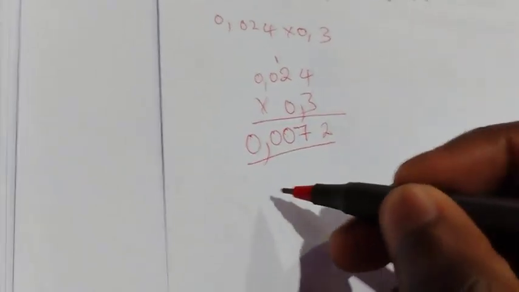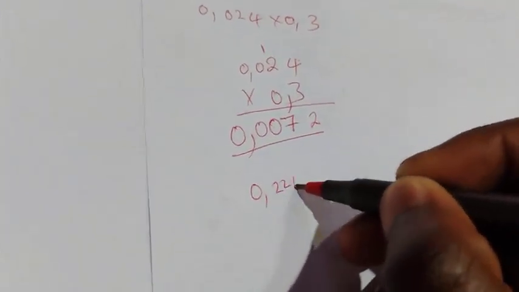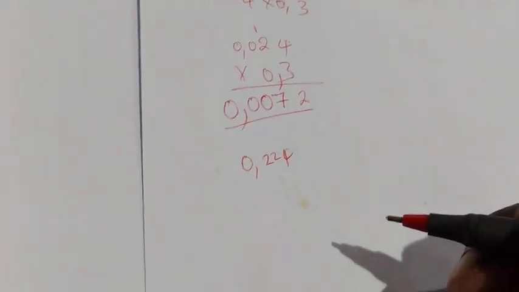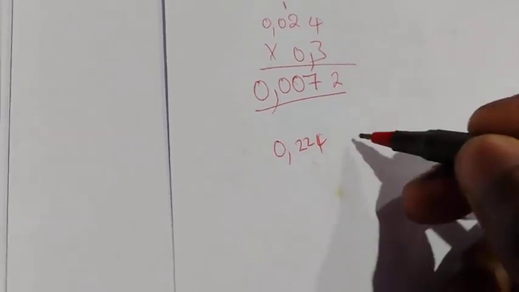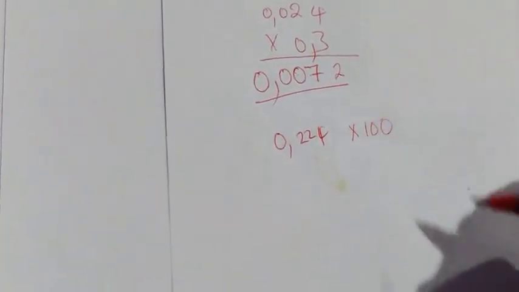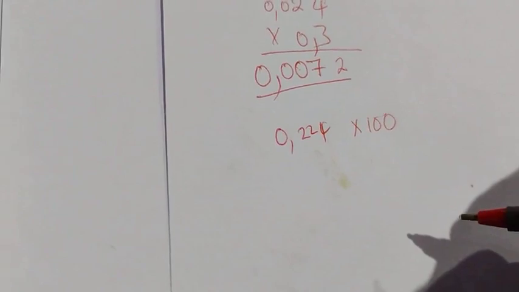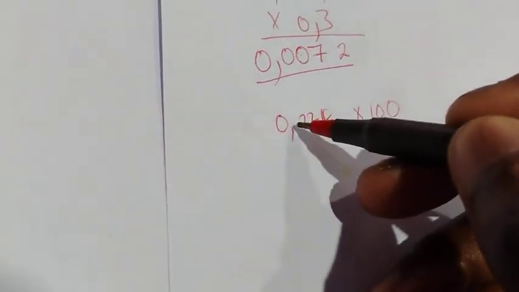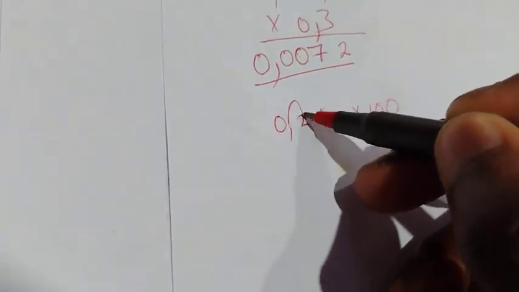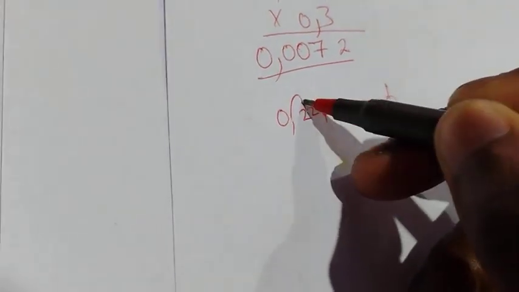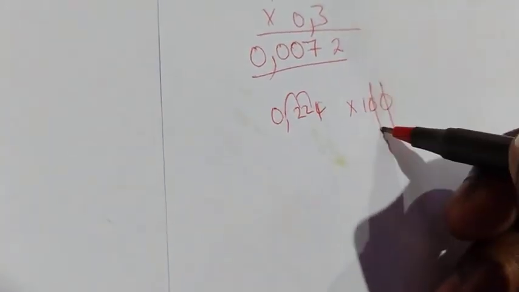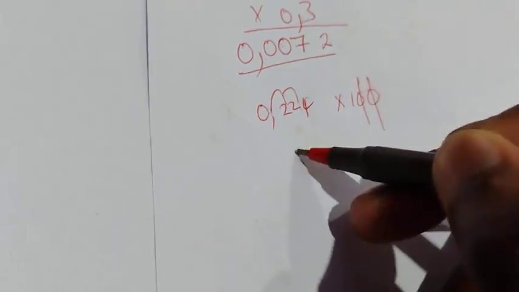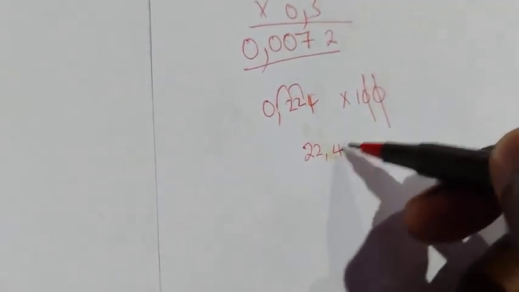So it was supposed to be 0.0072. Express 0.224 as a percentage. Right? So percentage means we multiply by 100. So if we multiply this one by 100, let's move a comma. 1, we cancel 1, 0. Again 1, we cancel 1, 0. So our comma will be here. So it will be 22.4%.